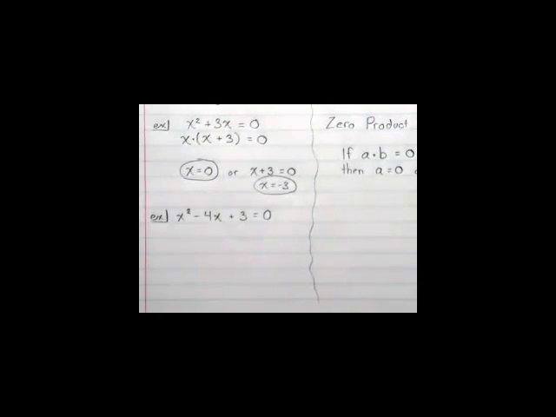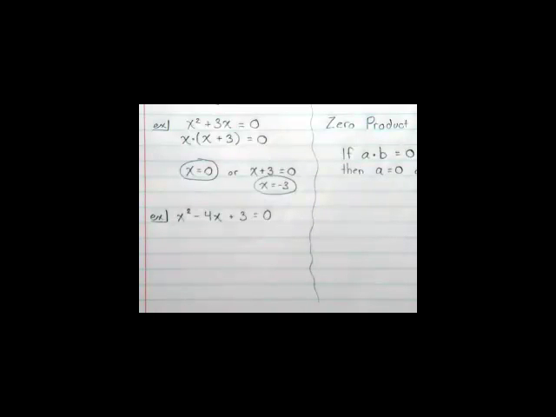X squared minus 4x plus 3. Okay, there's nothing common to all three, right? This time I have 3 terms instead of 2. There is nothing that is common to all 3 of them. Okay, other than 1. But if you think about it, if I factor out a 1, what changes? Nothing, right? So factoring out a 1 doesn't really help me. So I got to think, okay, other than 1, is there anything else that I can take out? And there's not.